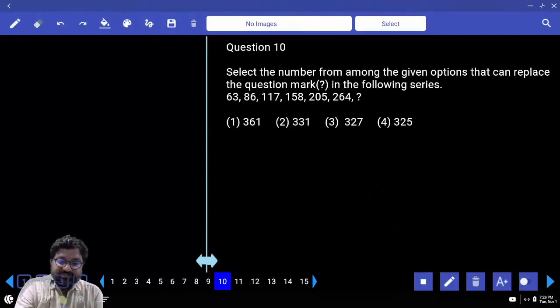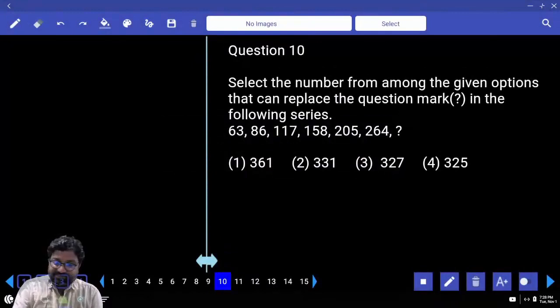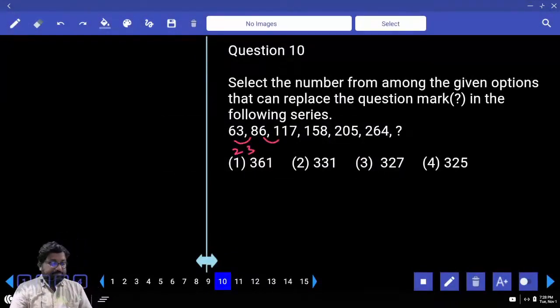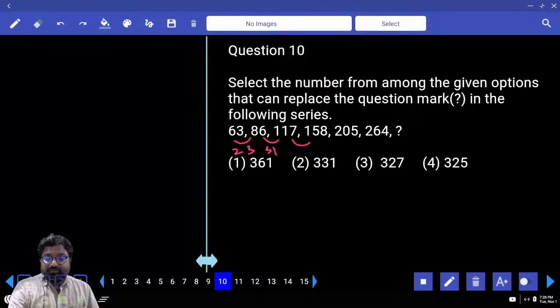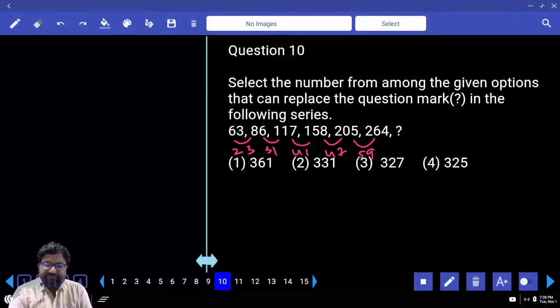Next, let's go for the differences here. What is the difference between these two numbers? Come on. 63 and 86. What's the difference? 23. Next. Come on fast. 31. Next. 41. Next. 47. Next. 59. Now 23, 31, 41, 47 and 59.